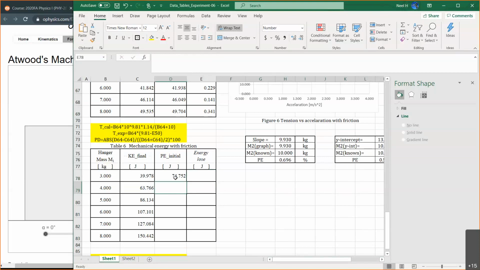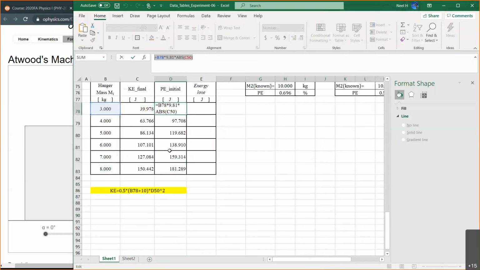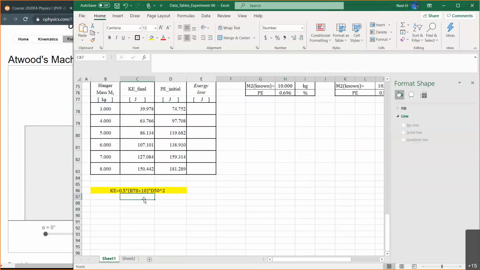All right, so to do the rest of the potential energy, you can just click and drag. So that's what we expected. That's exactly what we are actually observing. This is potential energy.